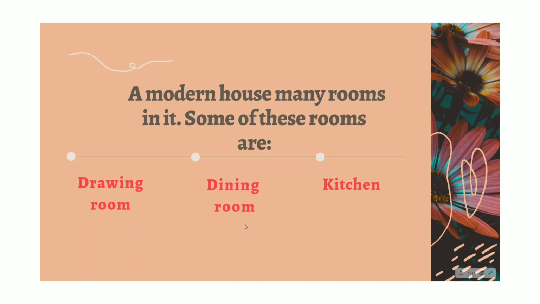Next, a modern house has many rooms in it. In our house there are many rooms which are known as first drawing room, dining room, kitchen, bedroom, bathroom and study room. These are the main rooms which have been found in our house. Children, let us discuss about each of them in detail.